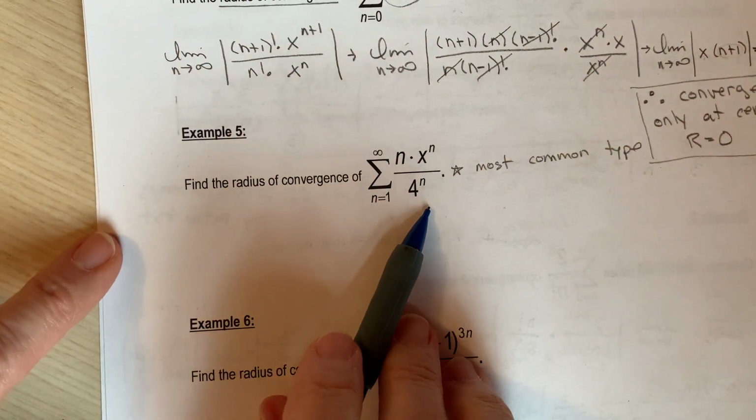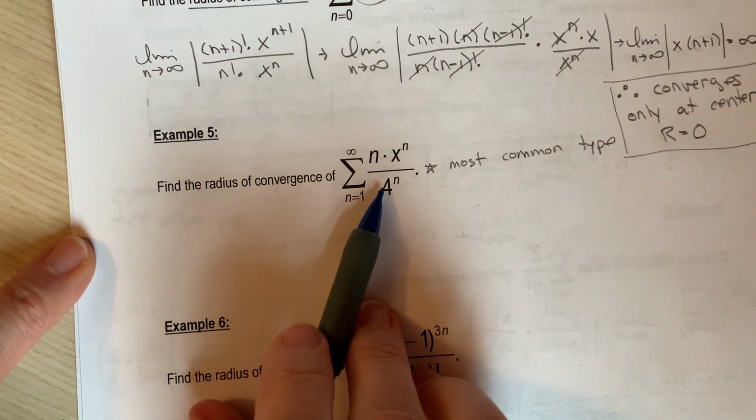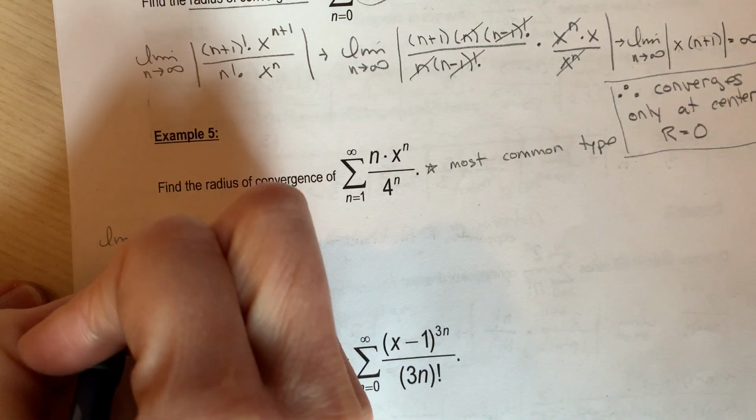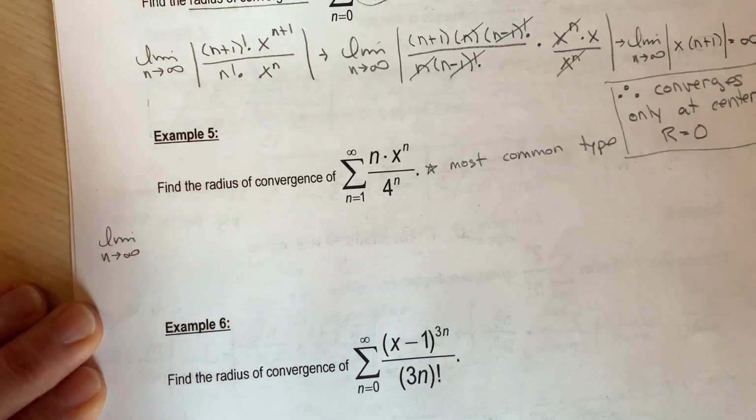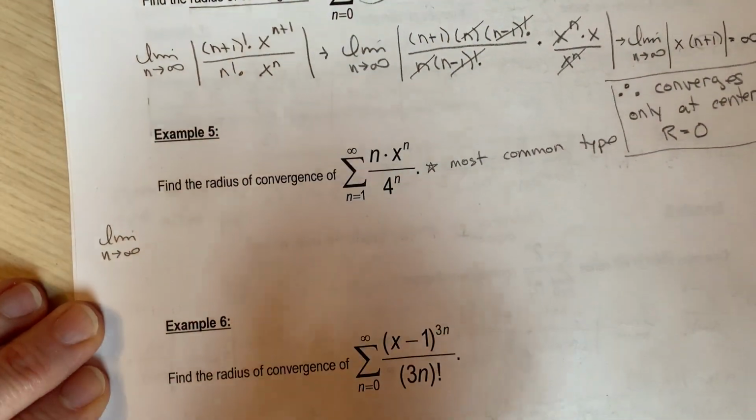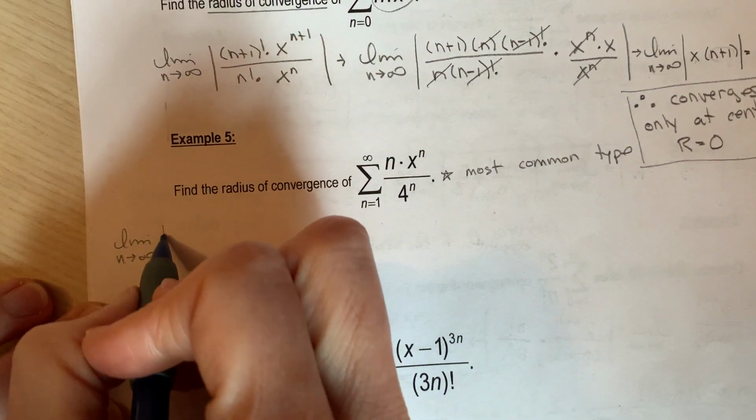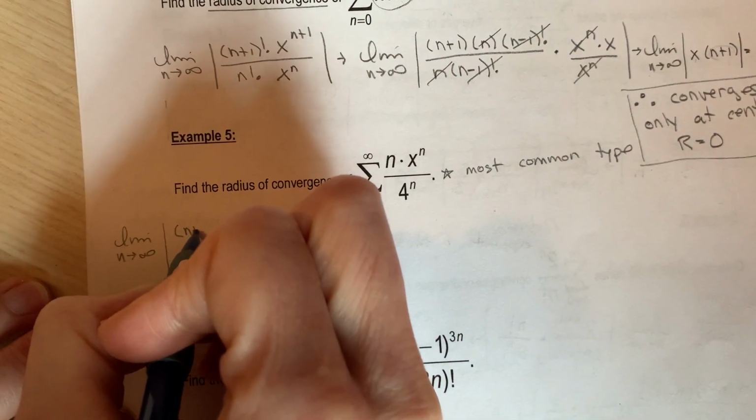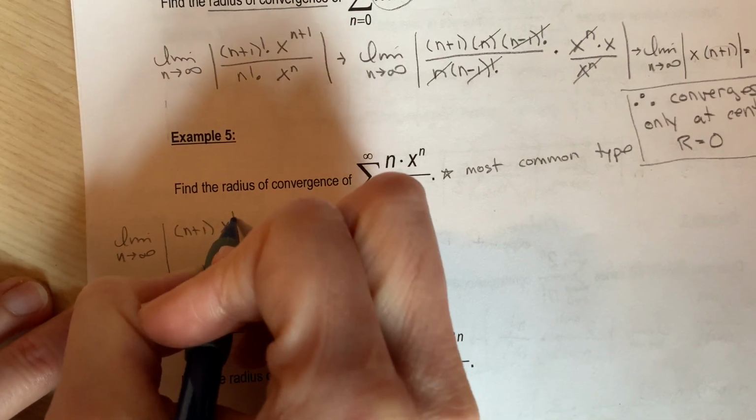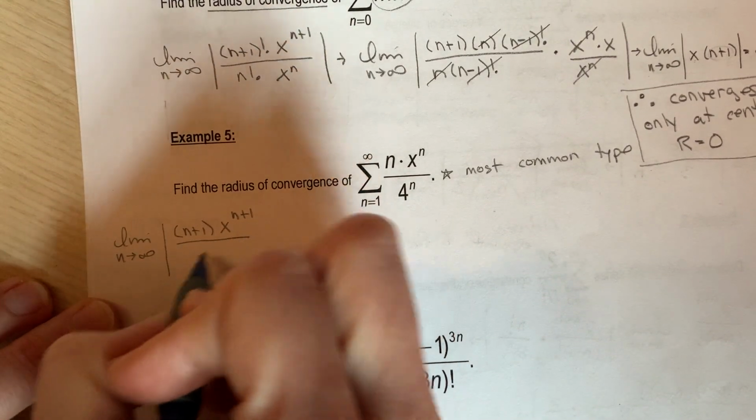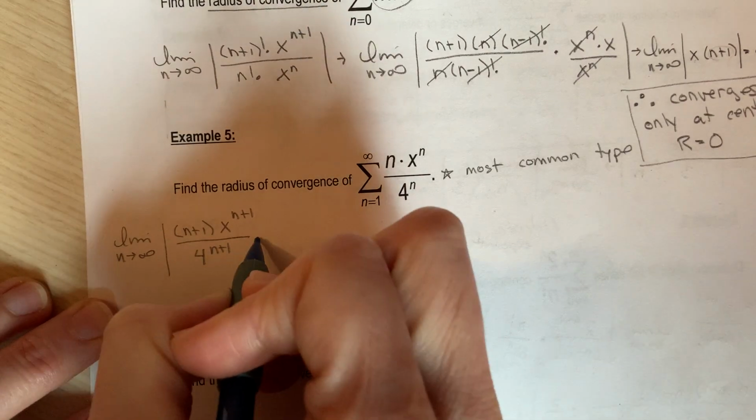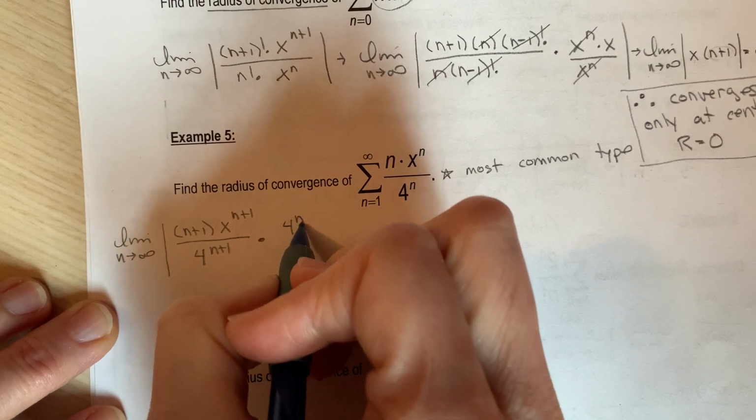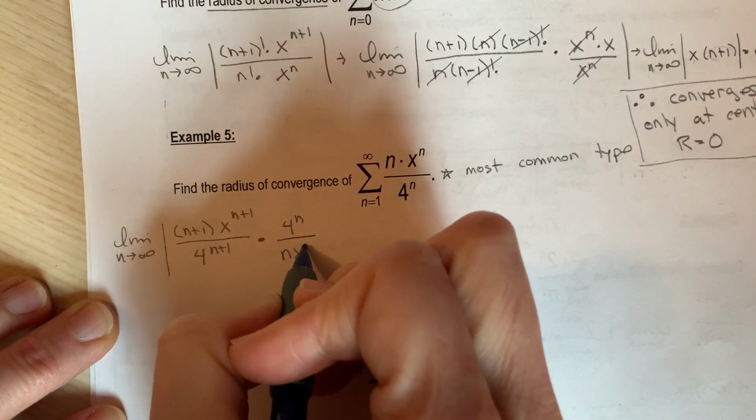So this one is a fraction. By the way, this is the most common type when you do have the fraction. So I am going to do the keep, change, flip on this one. Oops, sorry, I'm jiggling the camera. So limit as n approaches infinity, I'd have n plus 1 times x to the n plus 1 over 4 to the n plus 1 times the reciprocal here. So that would be 4 to the n over n, x to the n.